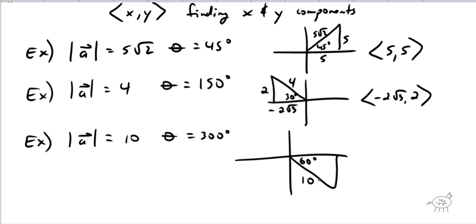And so across from the 90 is 10. So across from the 30, which is down below here, is half that, or 5. And then this is going to be 5 root 3. And of course, this one's negative. So my answer for this one is 5 comma negative 5 root 3.